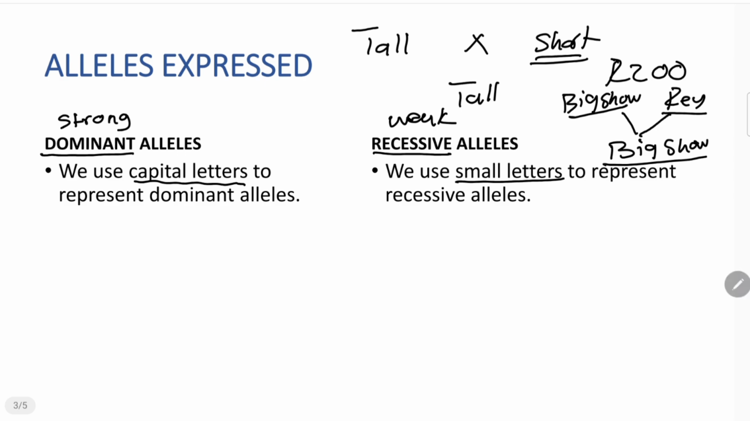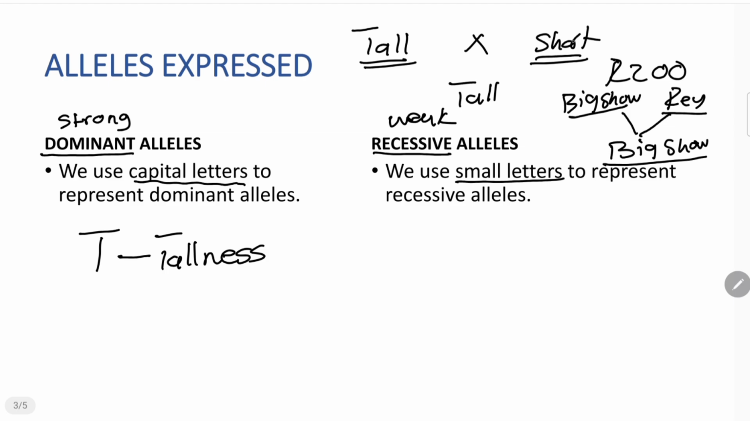For the dominant trait, we are going to look at the dominant characteristic here. The dominant characteristic is tallness. And the word tall simply starts with T. So the letter that we're going to choose to represent the allele for tallness is capital letter T. So anytime I see capital letter T, I know that T is the allele representing tallness.